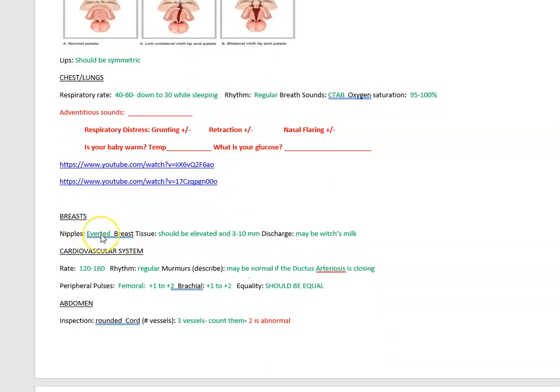Breast should be everted, as you saw on the ATI video. The tissue should be 3 to 10 millimeters, and there may be some witch's milk. I hate that terminology, but that's what they call it. The baby was subjected to very high levels of estrogen at delivery, and so when the baby comes out, that estrogen falls, and if there is nipple stimulation by the family, accidentally or however, it can cause the prolactin level to go up, and the baby can have some witch's milk. So it can be normal, but we just tell people don't mess with it if you see it.